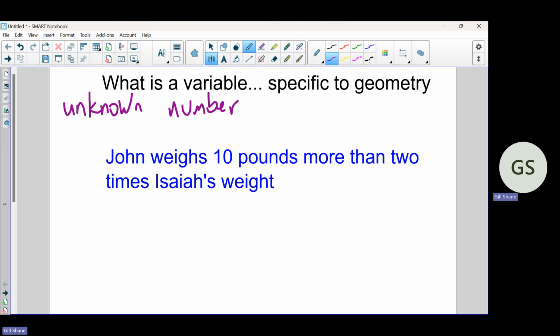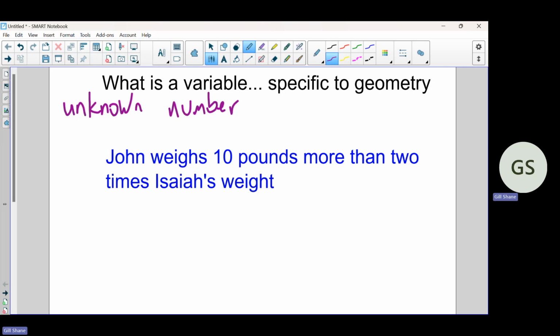Now, in geometry, we're going to do a lot of problems where we don't know the measure of something, like the measure of an angle or how long a line segment is, or what the perimeter of a shape is. It could be a million things. Sometimes we'll be able to solve for that because we're given enough information to set up an equation and then solve for the variable, which will then allow us to solve for the other information we're trying to find. But again, it all comes from the fact that a variable is just an unknown number.